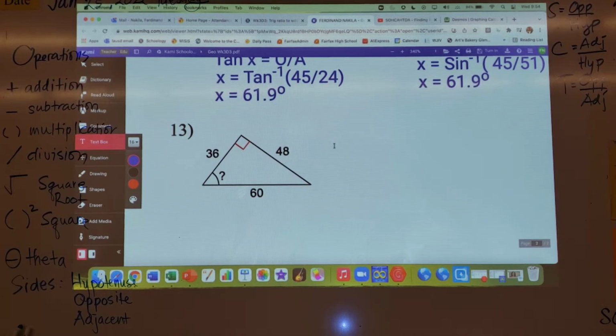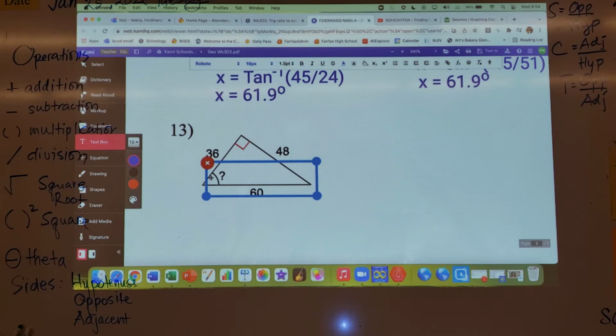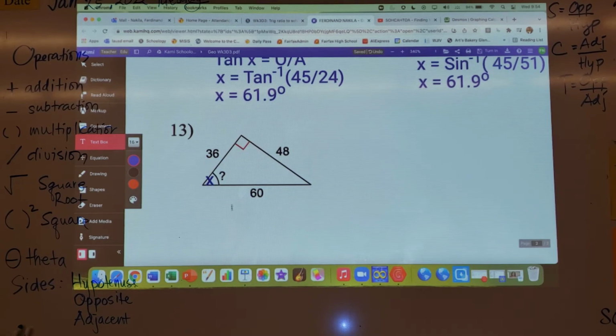Okay, let me do number 13. So here is our question mark. This is gonna be our x. You can just put x there so you won't be confused. Then we have to label. So x, right across the missing angle, that's 48. This is our opposite.